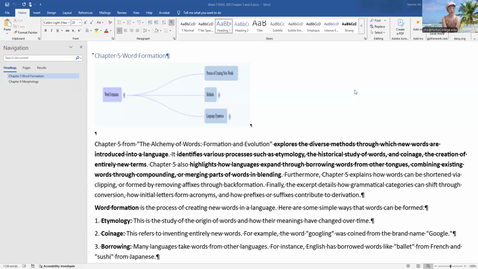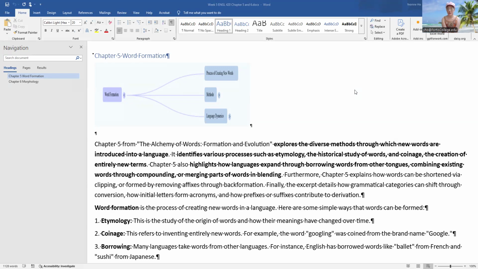Chapter 5 explores the diverse methods through which new words are introduced into a language. Chapter 5 identifies various processes such as etymology, the historical study of words, and coinage, the creation of entirely new terms. Chapter 5 also highlights how languages expand through borrowing words from other tongues, combining existing words through compounding, or merging parts of words in blending.